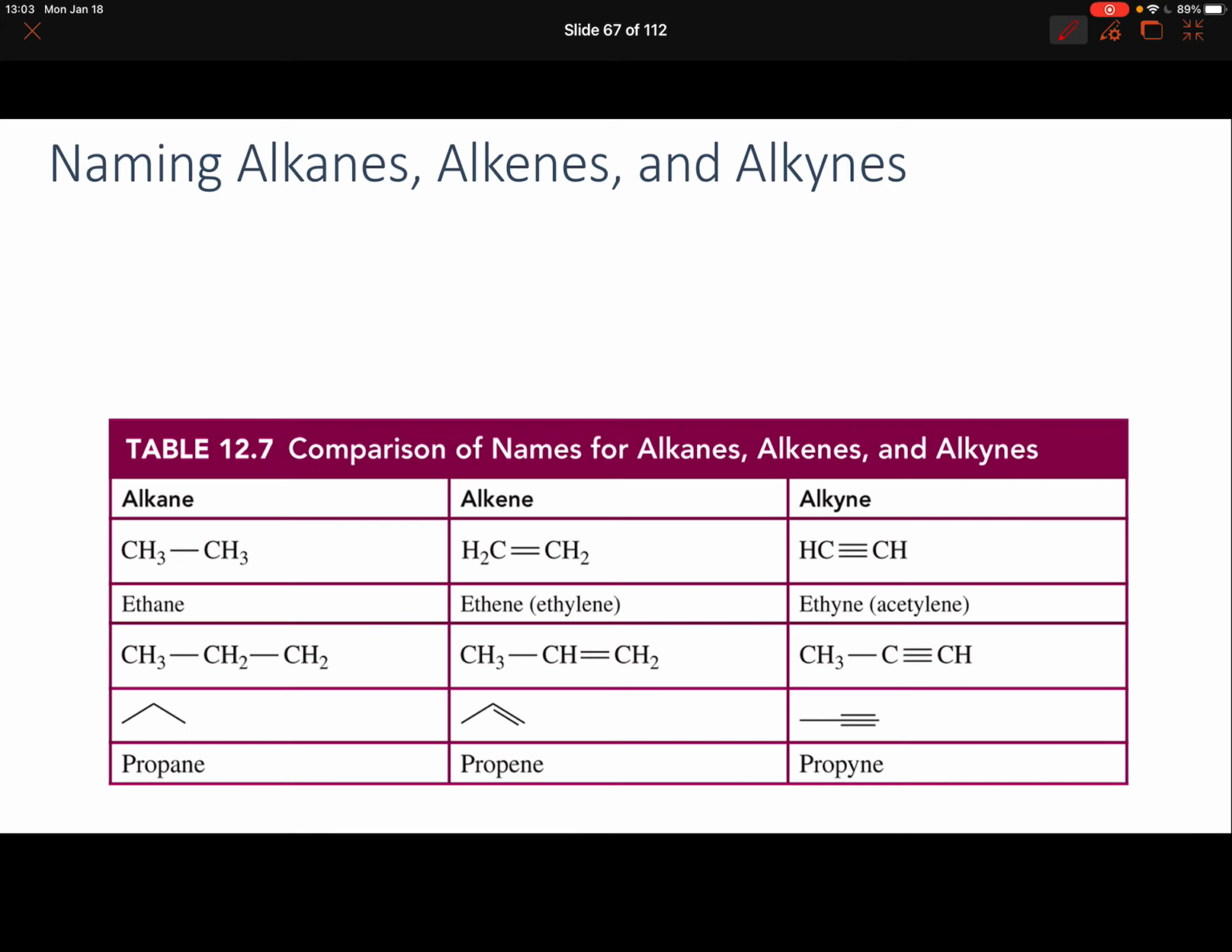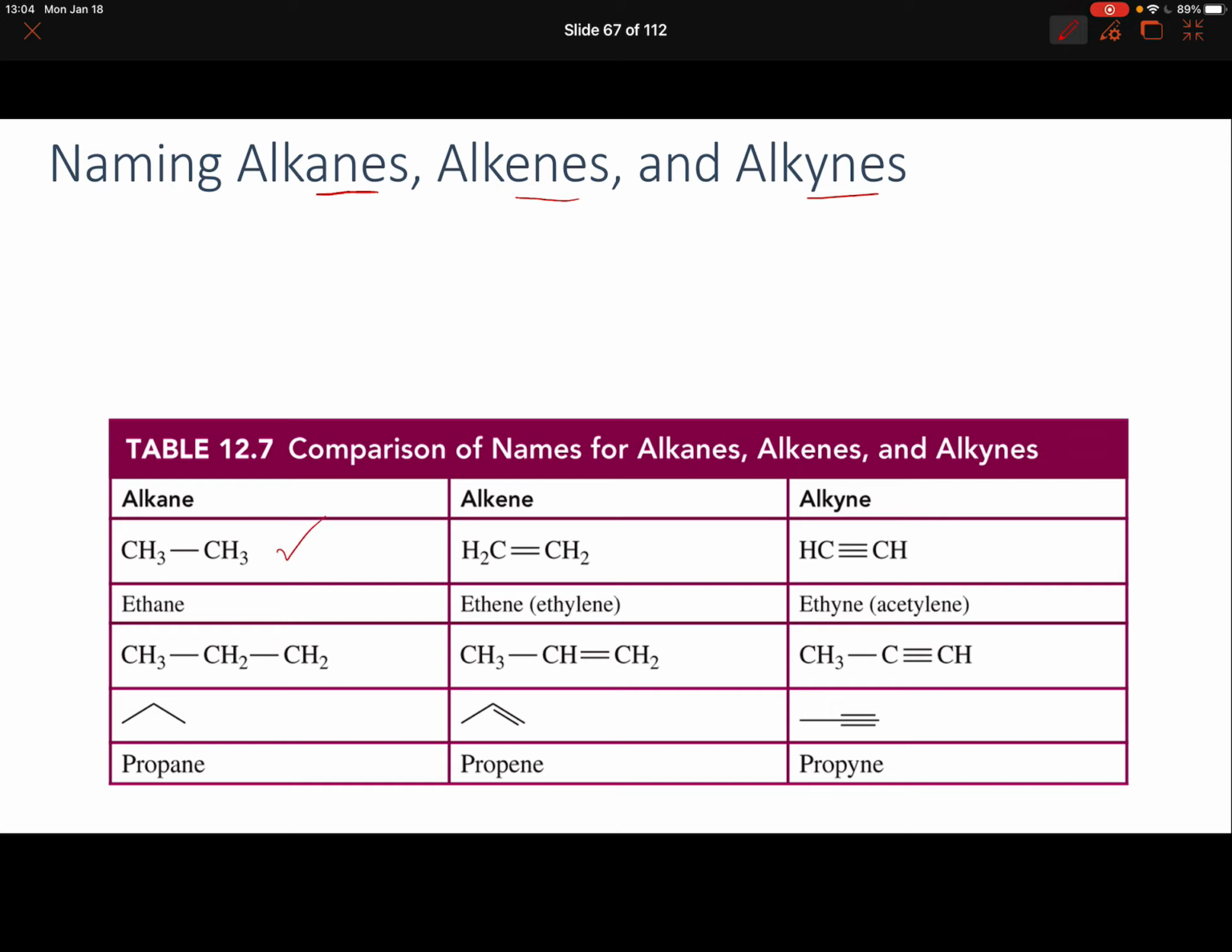All right, so let's worry about naming alkanes, alkenes, and alkynes. The IUPAC name for alkenes and alkynes is very similar to those for alkanes. We use the alkane name, same number of carbon atoms, and then we replace the ANE ending with an ENE or a YNE ending. Cyclic alkenes are named just like the alkanes were. We named them as cycloalkenes.